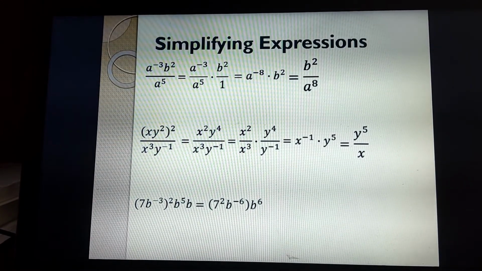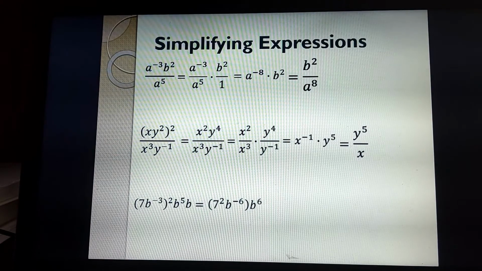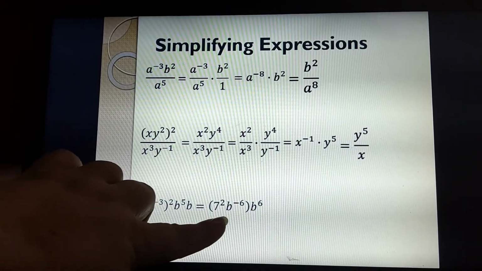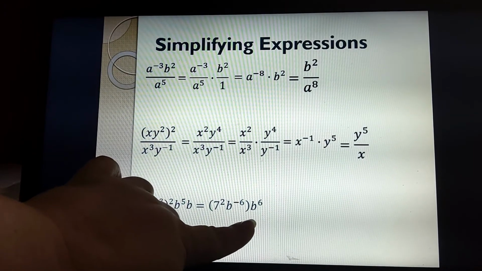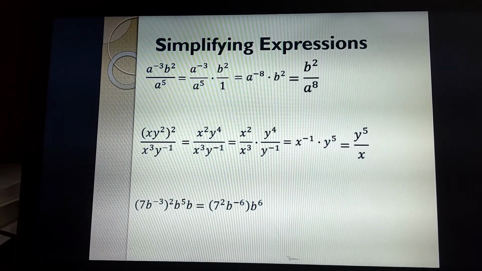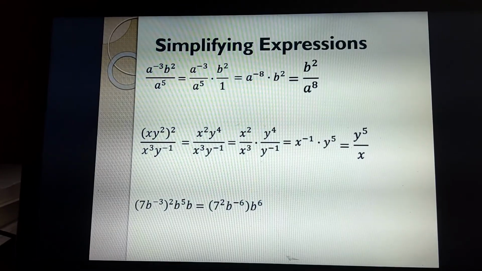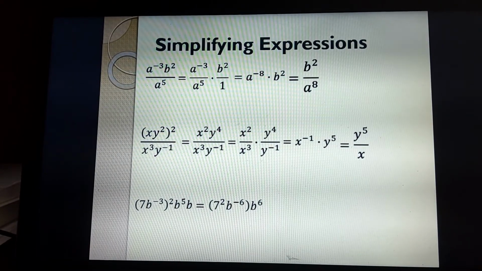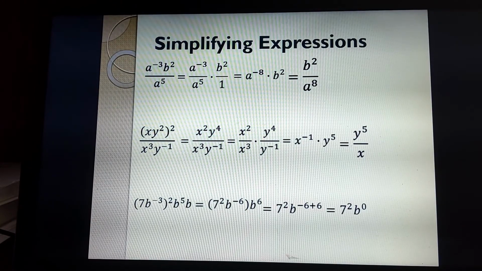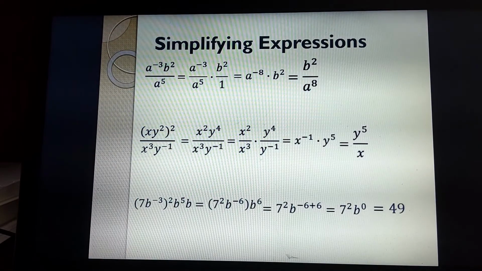Okay, 7 squared is 49. When I have my b to the negative 6 times my b squared, keep the b's, add the exponents. Negative 6 plus 6 is 0. b to the 0 power is 1. So I have just 49. 7 squared times 1 is 49.